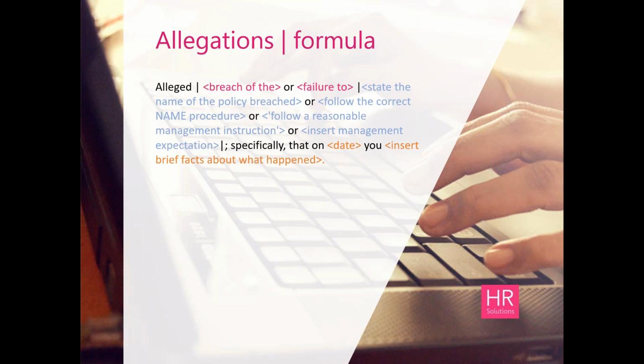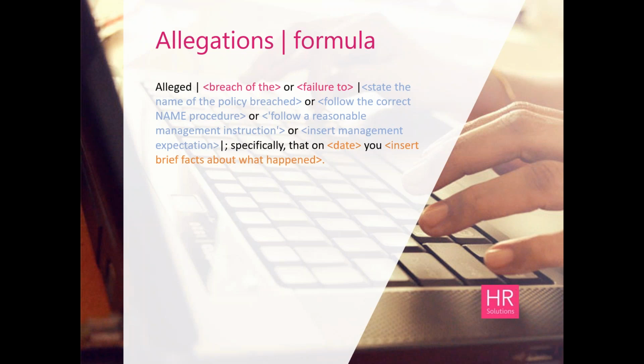And then in my first section, I've separated the sections with those vertical lines, and I've highlighted these options in pink. So in the first section, you would pick either breach of the or failure to, okay? And this section is where you just confirm that something has gone wrong. This person has breached something or they failed to do something. So select whichever is applicable.